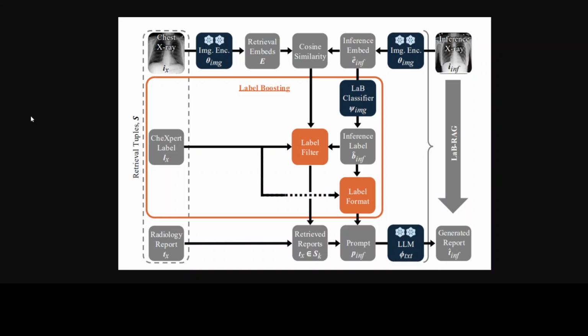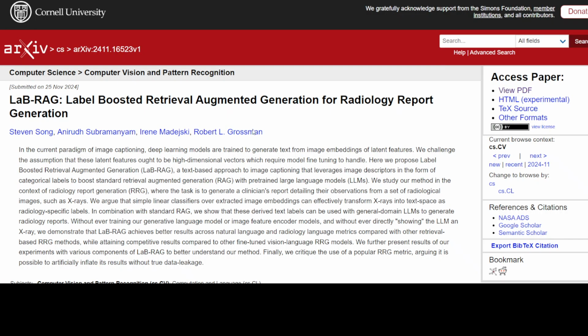These results highlight the potential of LaB-RAG as an efficient and effective approach to RRG and demonstrate the importance of critically evaluating evaluation metrics in AI research. So really good paper. I really like the way they have written it, but all is not well. The problem is that when you try to see the code of it, you try to implement it.